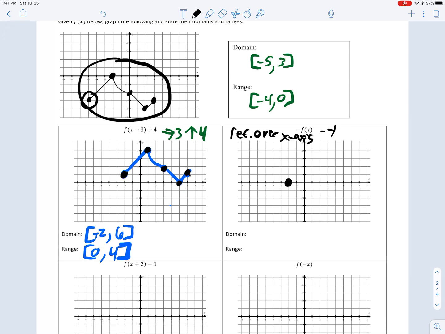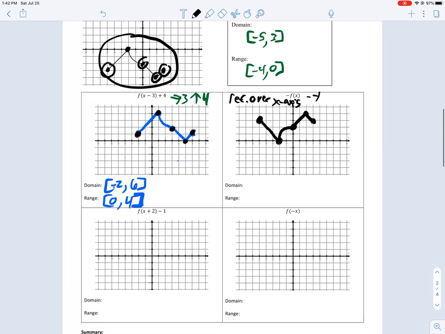This point is 3 below. So now it's going to be 3 above. This is 2 below, so now it's 2 above. This one here is 4 below, so now it's 4 above. And then this one is 3 below, so now it's 3 above. So then we go here, here, here, here.